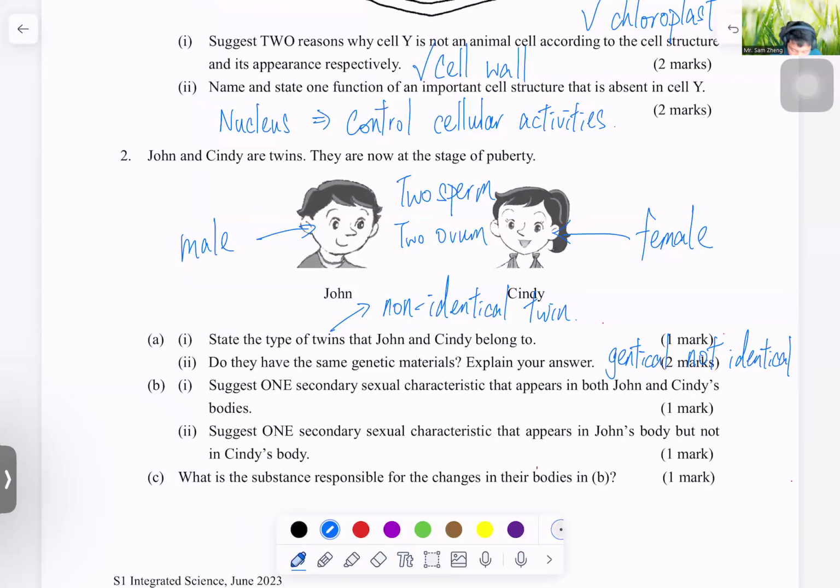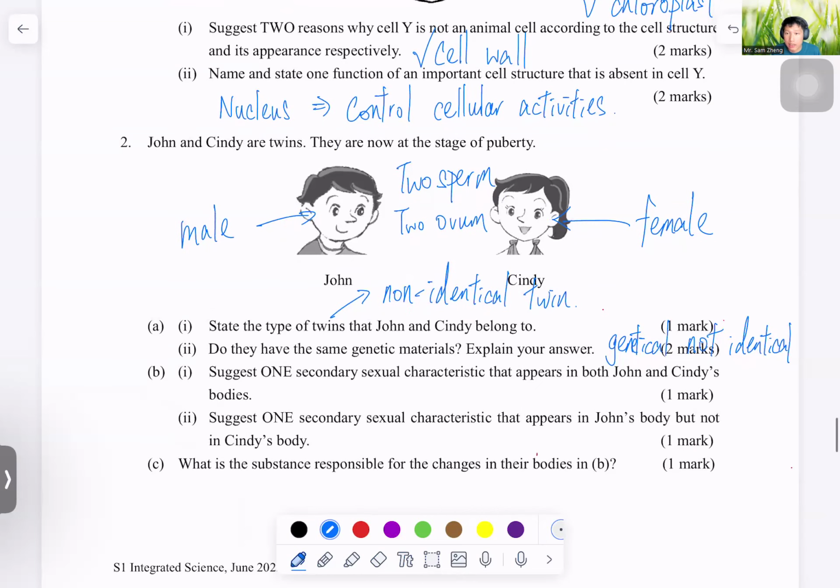Then next, suggest one secondary sexual characteristic that appears in both John's and Cindy's body. Definitely the first one would be hair, which grows in the pubic area.